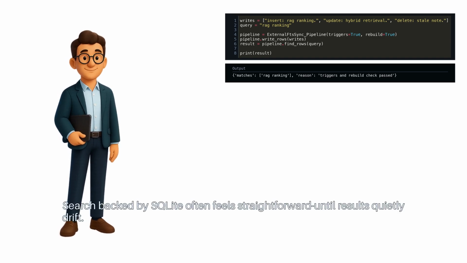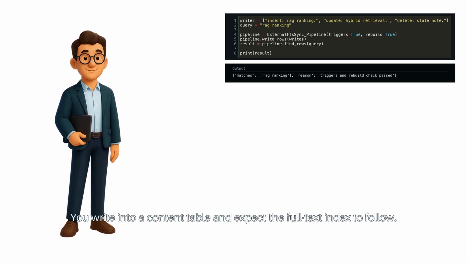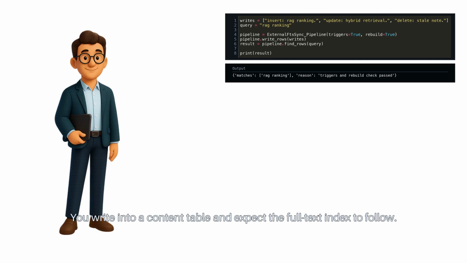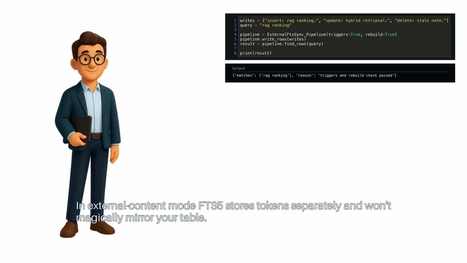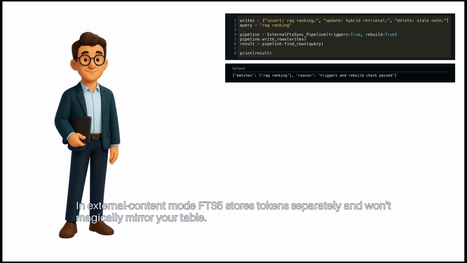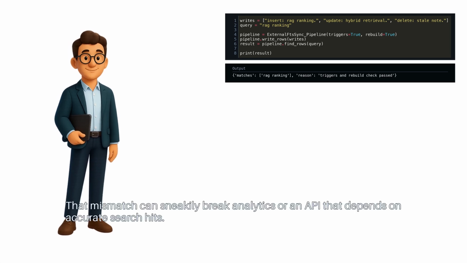Search backed by SQLite often feels straightforward, until results quietly drift. You write into a content table and expect the full text index to follow. In external content mode, FTS5 stores tokens separately and won't magically mirror your table. That mismatch can sneakily break analytics or an API that depends on accurate search hints.